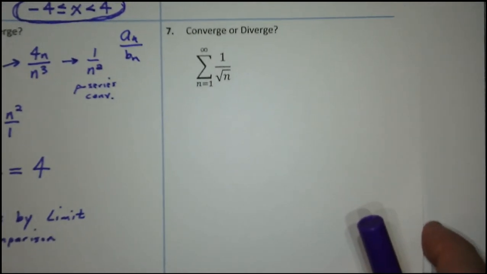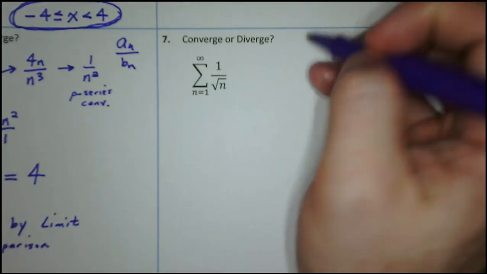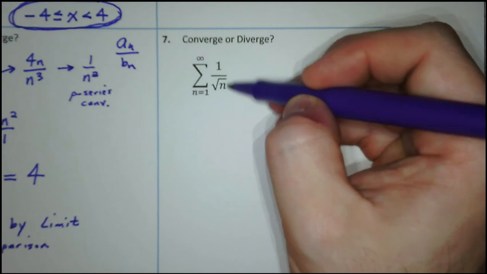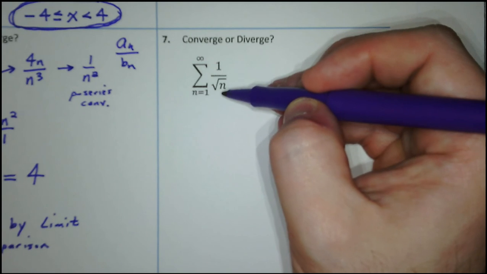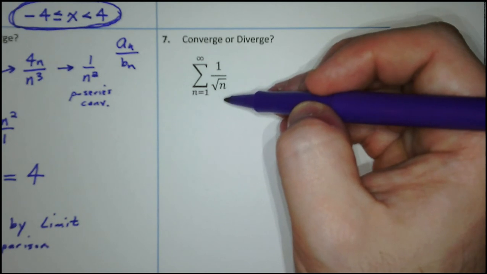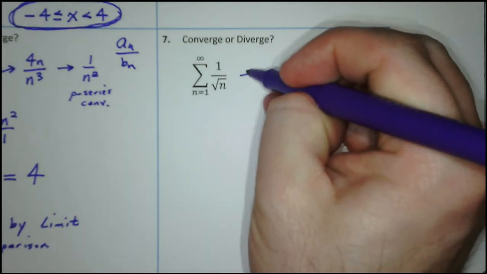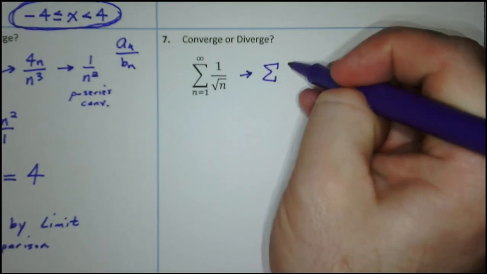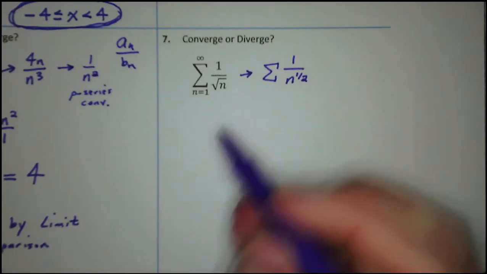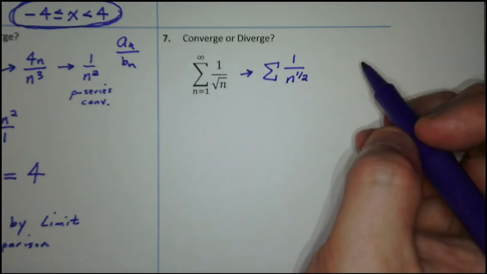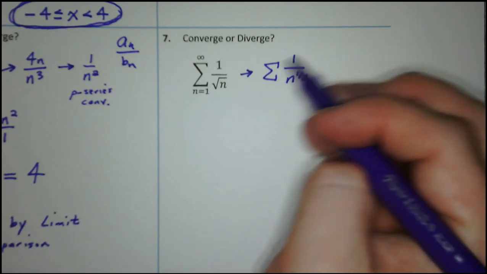Oh, number 7. I like it already. So what test could we apply? Could we do nth term? No, it's inconclusive. Just because the individual terms approach 0 doesn't mean diddly squat. Sorry. So it's not geometric, but guess what? It is a p-series. So this one will be over really quick.